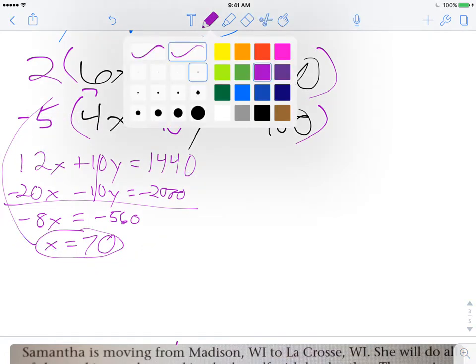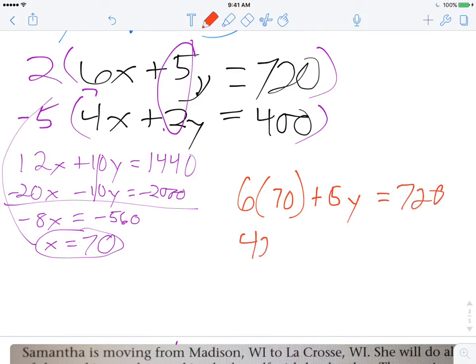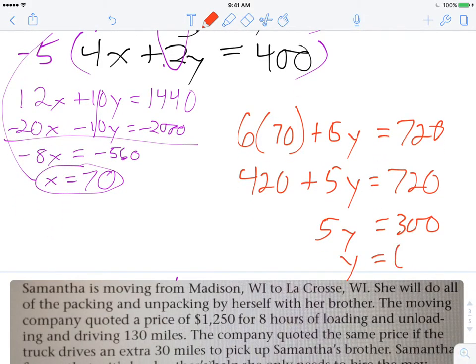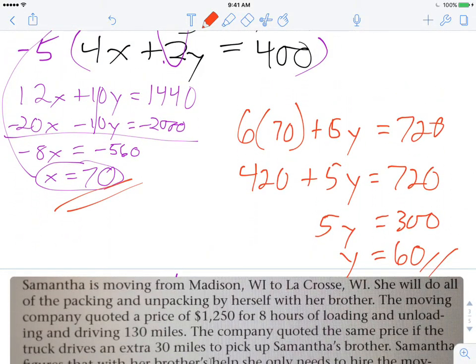All right, so we're going to do 6 times 70 plus 5y equals 720. 6 times 70 is 420 plus 5y equals 720. Subtract 420 and you get 300. And you will find that y in this case is 60. So it costs $70 for the loading and unloading and $60 an hour for the packing and unpacking. We're done with that example.